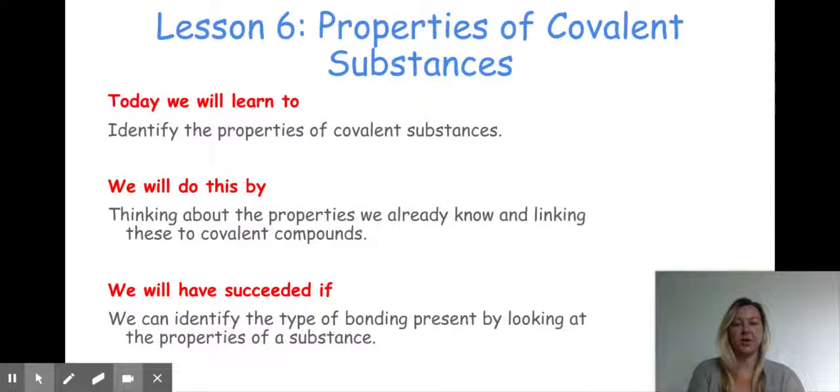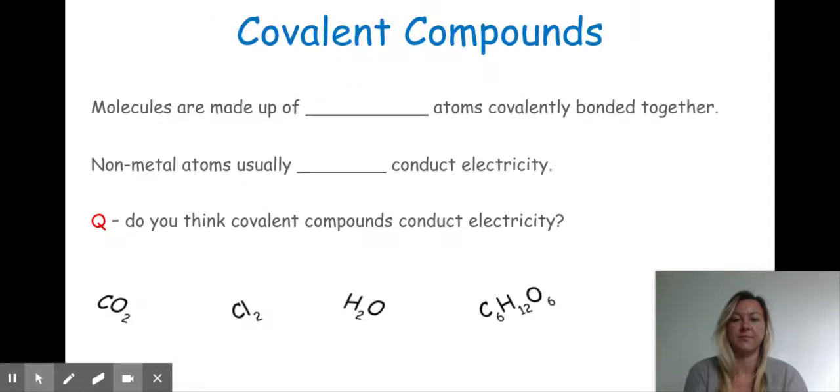So we're going to have a wee look at the properties of covalent substances. Think about some properties we already know, like melting and boiling point, and what these actually mean in terms of properties for bonding structures. And we want to be able to, by the end of this, identify the type of bonding by looking at the properties. So let the properties decide for us, is this going to be ionic or covalent bonding, and what are the types within those two categories.